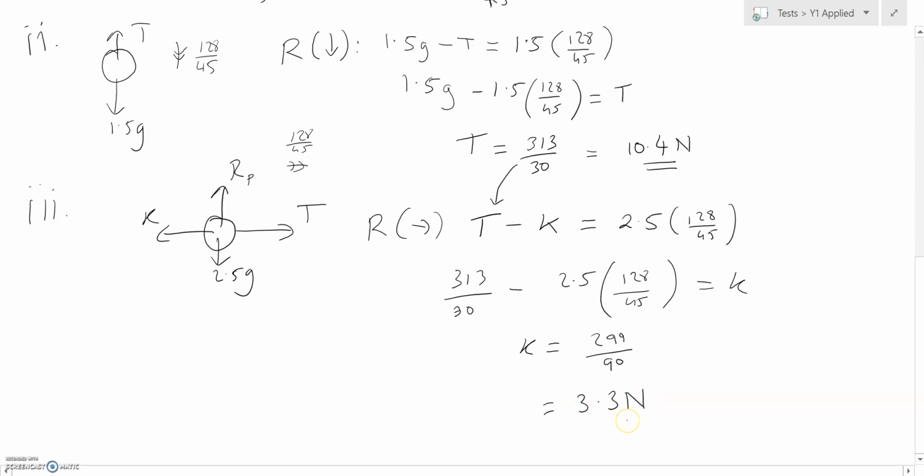This time we did use G to calculate this, and so we're going to need to give our answer to 2 significant figures.